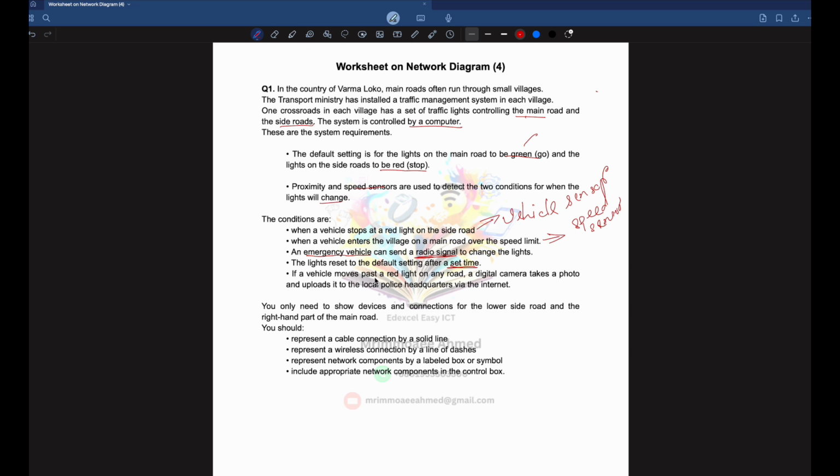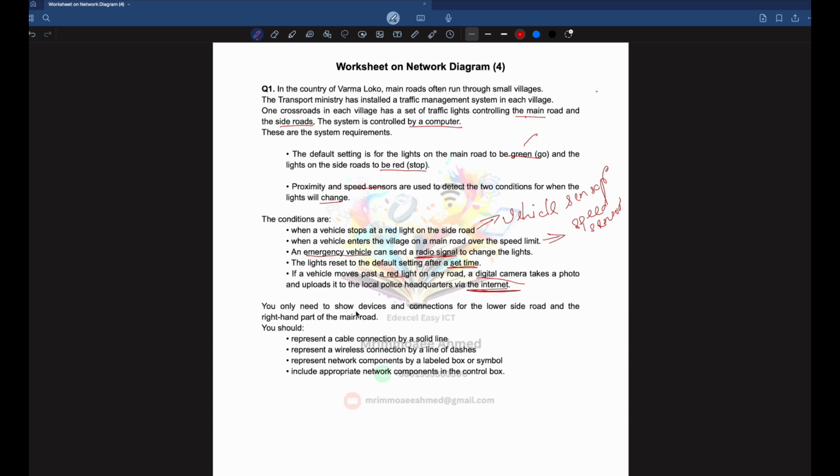If a vehicle moves past a red light on any road, a digital camera takes a photo and uploads it to the local police headquarters via the internet. Like, if any type of vehicle passes the road when the traffic light is red, during that time a digital camera can take pictures of the vehicle and send it to the police headquarters via the internet, right? So there is an internet connection out there.